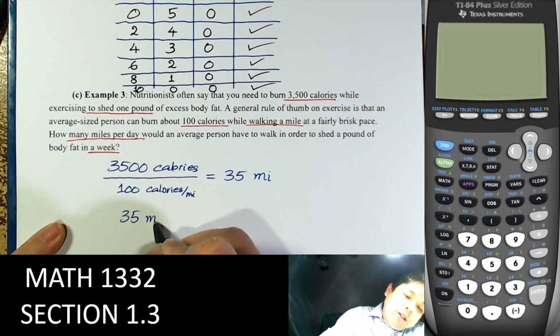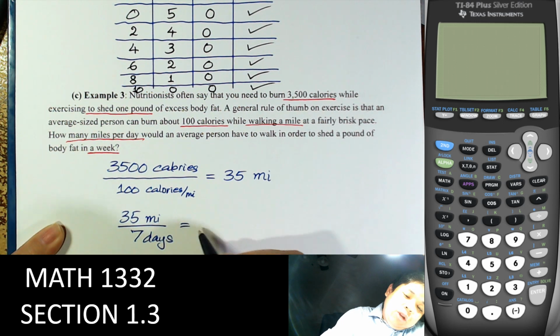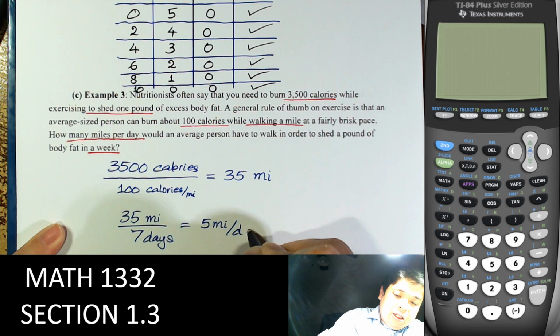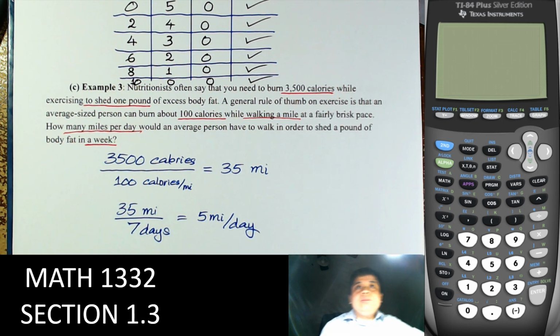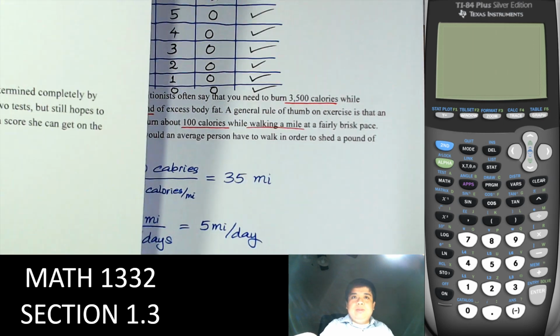35 miles divided by 7 days. So that gives us 5 miles a day. So that means if we want to lose 1 pound in a week by exercise, we have to walk on average 5 miles a day. Right?